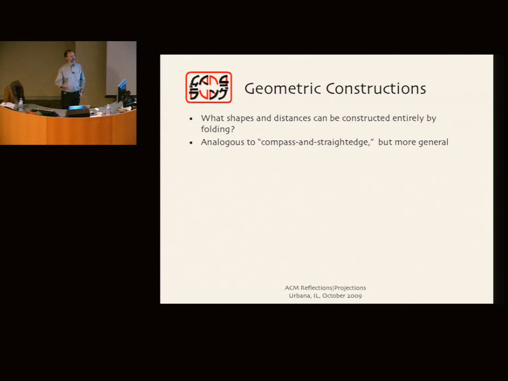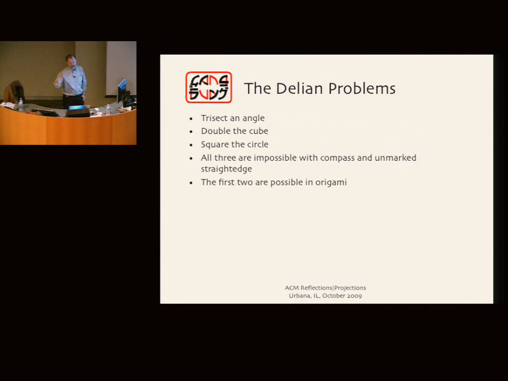So one of the areas in which math touches origami is answering the question, what shapes and distances can you create by folding? Well, we all experienced this in high school geometry, learned compass and straight edge constructions, but origami constructions turn out to be a little more general. The three famous problems of classic geometric constructions were trisecting the angle, doubling the cube, squaring the circle. All three are known to be impossible with compass and straight edge, but two of them, the first two, are possible in origami. And it's not that complex.